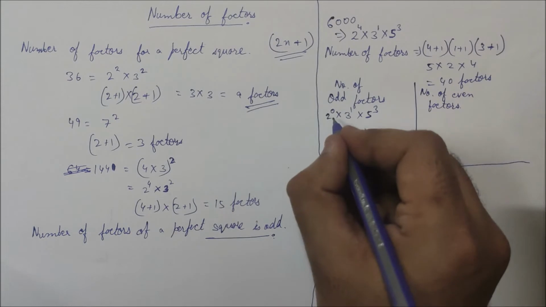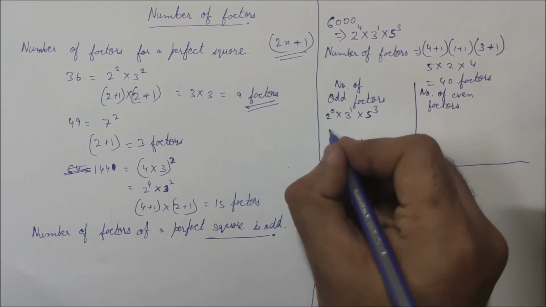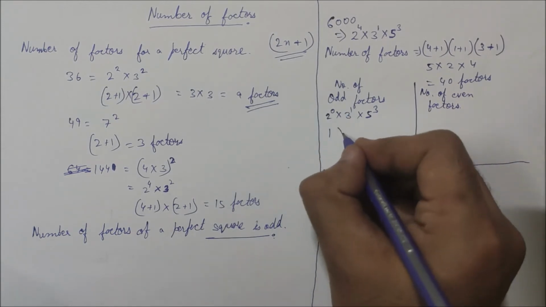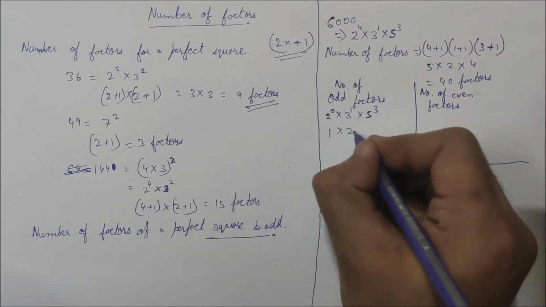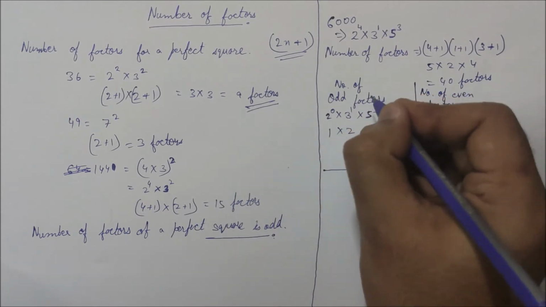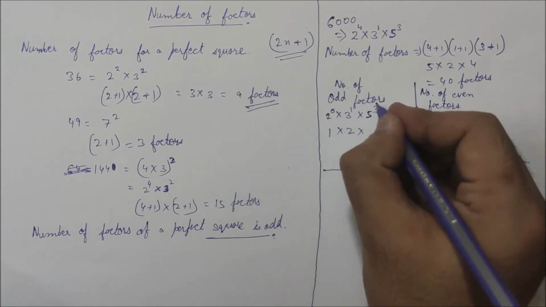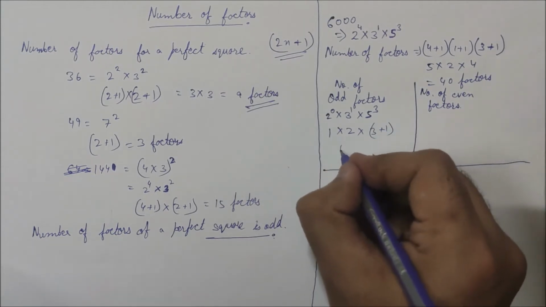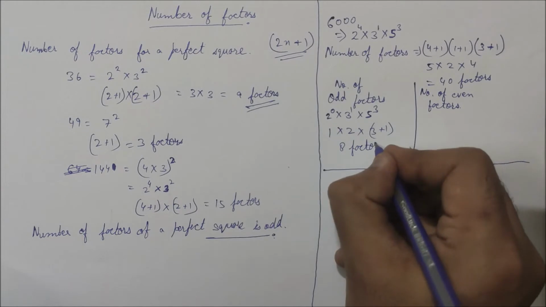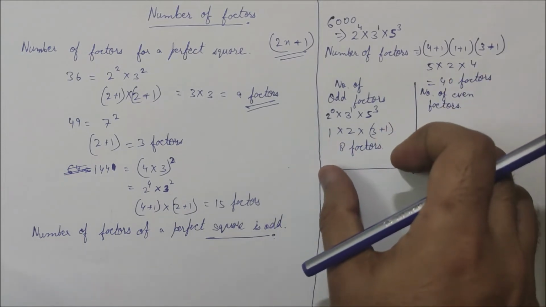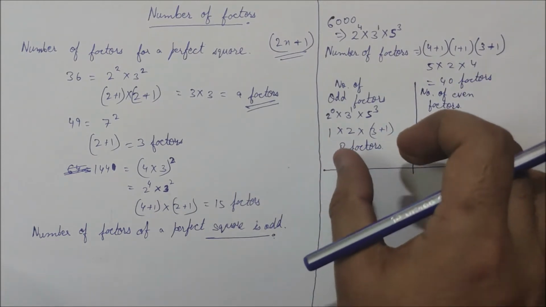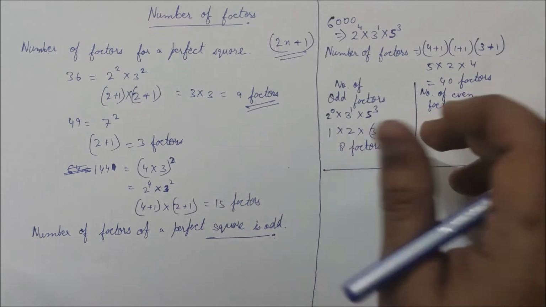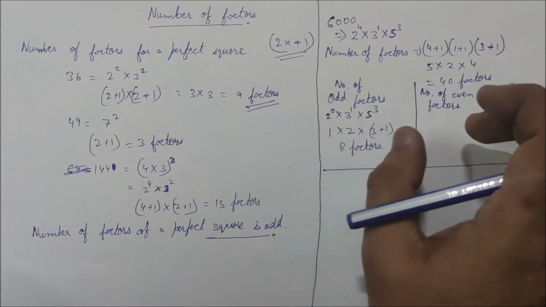So the options that I get are 2 to the power 0, which is only one option, 0 plus 1. 3 to the power 1, there are two options, 3 to the power 0 or 3 to the power 1. 5 to the power 3, I'll have 3 plus 1, 4 options. So 4 into 2 into 1, 8 factors are there which are odd. So the number of odd factors for 6000 is 8. Now okay, we know that factors can be either odd or even.